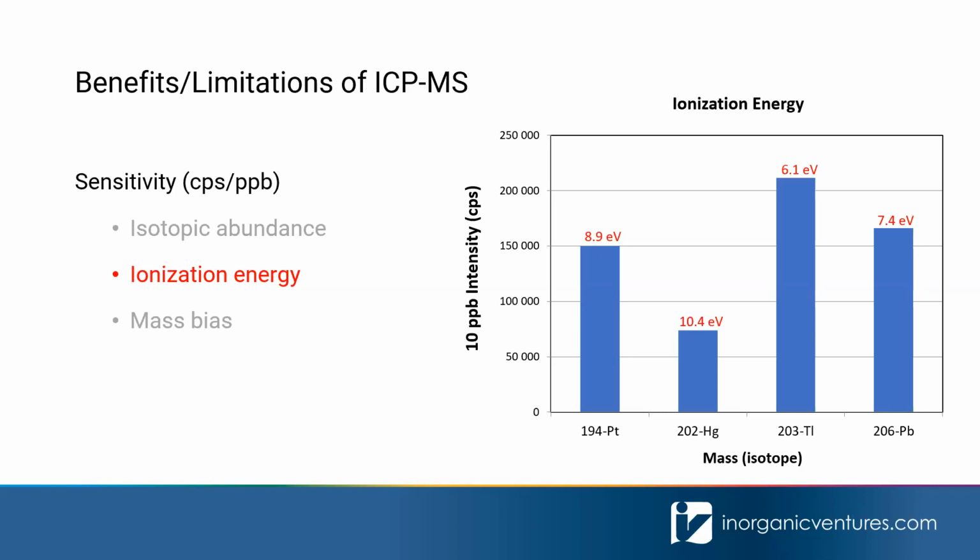And what's important to note is that for both the 202 isotope for mercury and the 203 isotope for thallium, they have exactly the same isotopic abundance. So this big discrepancy in the signal intensity is solely due to the ionization energy. For the environmental analyses and the elements that we looked at in a previous slide, this becomes particularly important for elements like arsenic and selenium, which are very, very difficult to measure. And we'll see a little bit more information about that regarding selenium in just a moment.